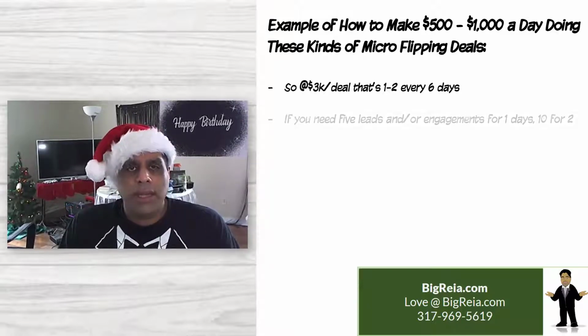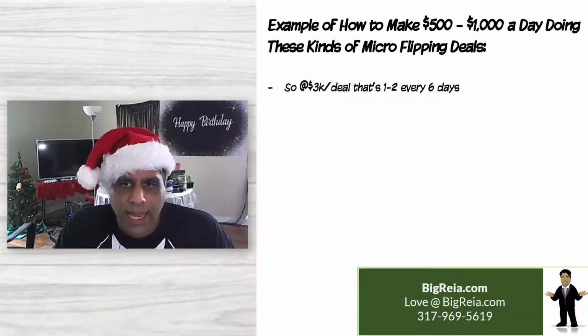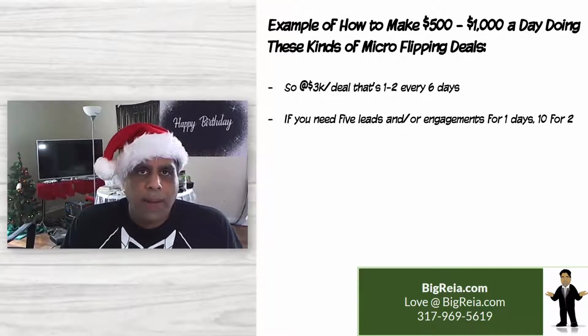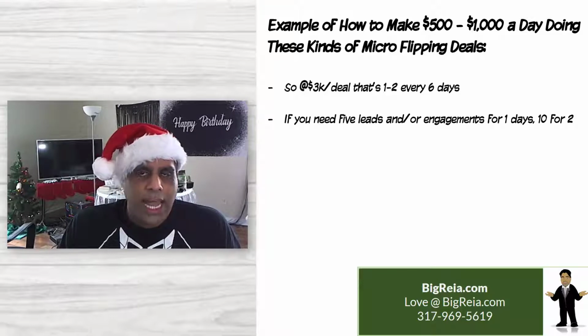That means you need to do 1 to 2 deals every 6 days. In order to make $500 to $1,000 a day, you need to do 1 to 2 deals every 6 days. Right? So if you need 5 leads or 5 engagements, yes replies, then that means for 1 a day, in order to be doing that, you need to have 1 a day or 10 for 2 days.